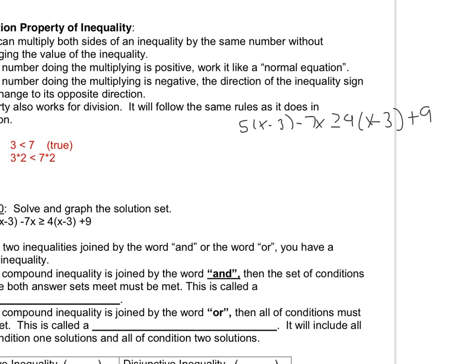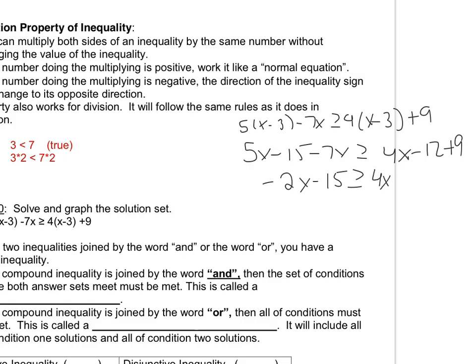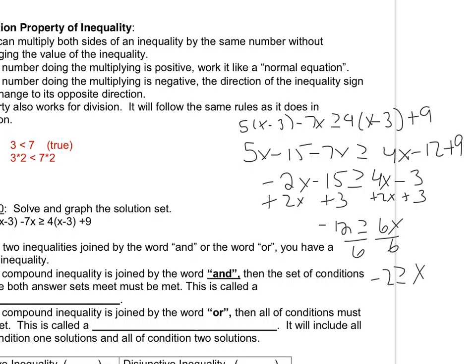Alright, so I actually forgot to give a little room, so we're going to work on this one over here. So we have distribute 5x minus 15 minus 7x greater than or equal to 4x minus 12 plus 9. Combine like terms, you get negative 2x minus 15 greater than or equal to 4x minus 3. I'm going to add the 2x, add the 3. Negative 12 is greater than or equal to 6x, divided by 6. You get x is less than or equal to negative 2, or write it this way.